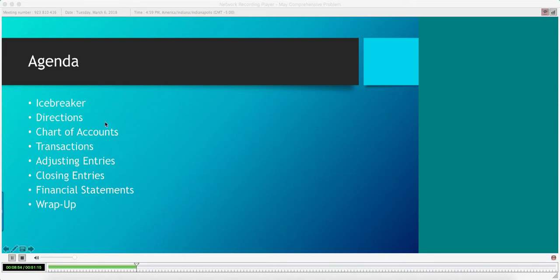The directions are pretty similar to April's. The chart of accounts is a lot longer this time because we're going to be purchasing more assets. We're going to go over about 7 transactions. Those are the ones that the students miss every quarter. Then some adjusting entries and the closing entries, make sure you remember that process. Financial statements, again, are nothing new. And then a wrap up where we go over part of the final exam as well and things you need to know for that.